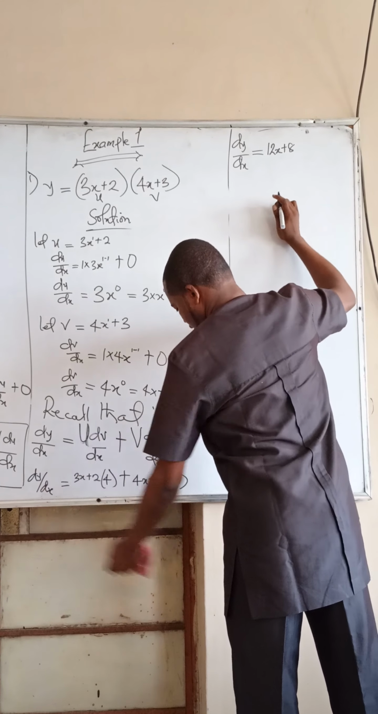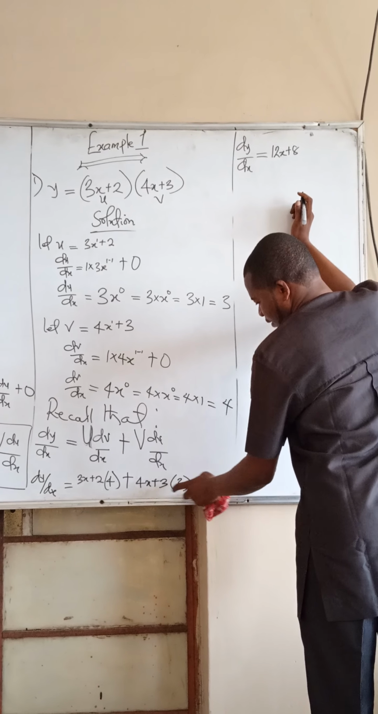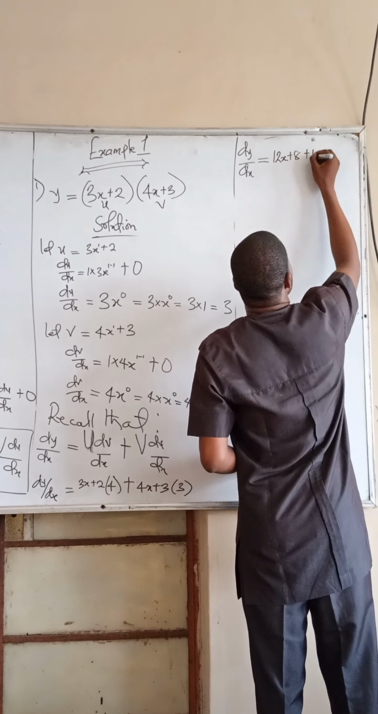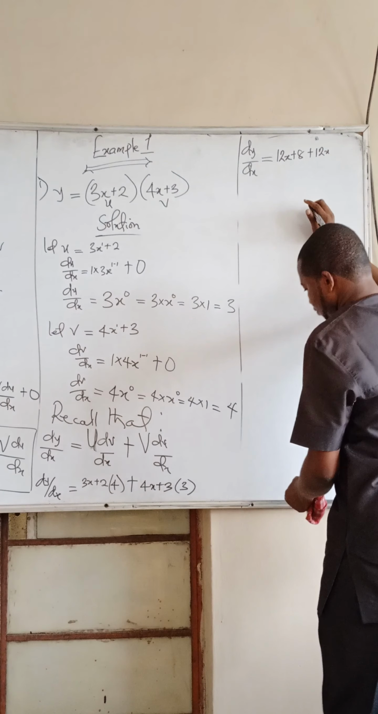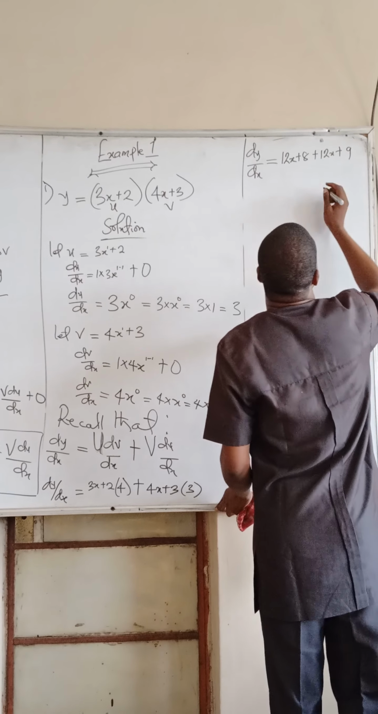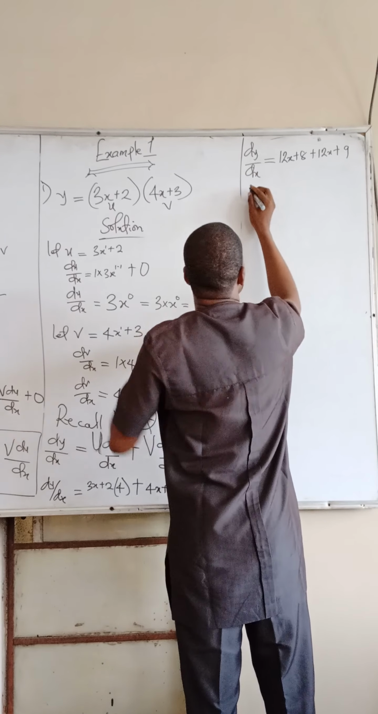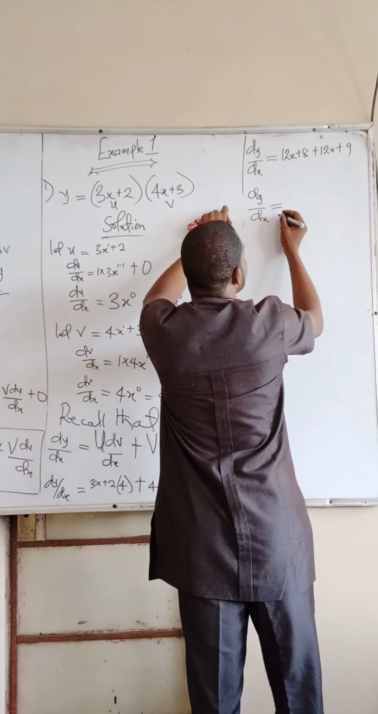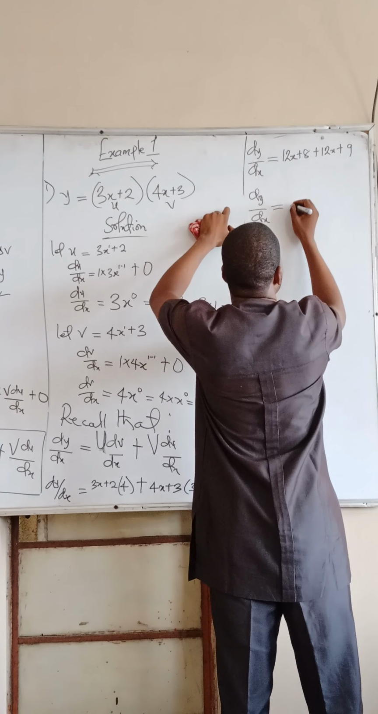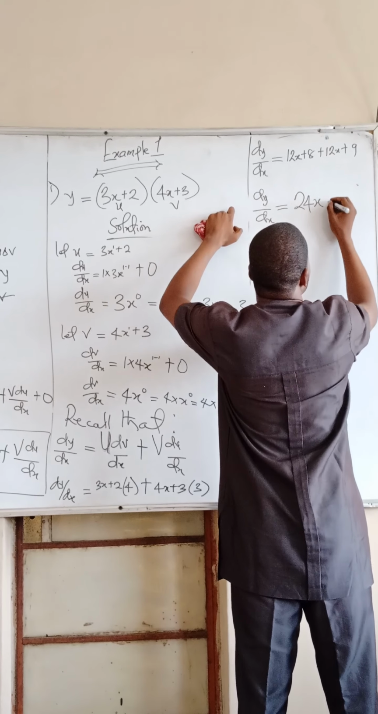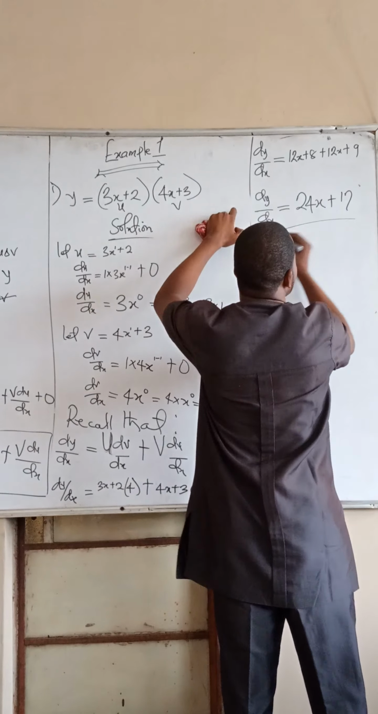We are done with this, so we move on to this. 3 times the whole of this. 3 times 4x will give us 12x. 3 times 3 will give us 9. So having established this fact, it becomes obvious that dy/dx is equal to 12x plus 12x, which gives us 24x. 9 plus 8 gives us 17.